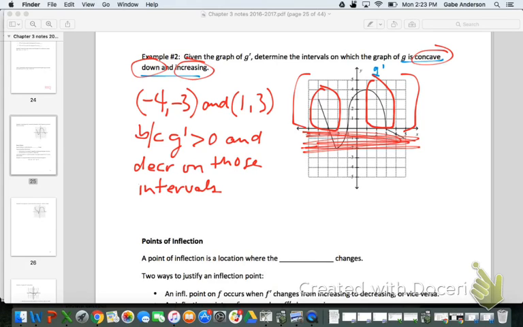And so you've got to know your facts. Whether you're looking at a graph of G prime, G double prime, or whatever, you've got to know what means what, right? So if G double prime is negative, G is concave down. If G prime is negative, that means G is decreasing. It's easy to get them confused, right? So whether you look at a graph of whatever, you've got to know what it is actually telling you.